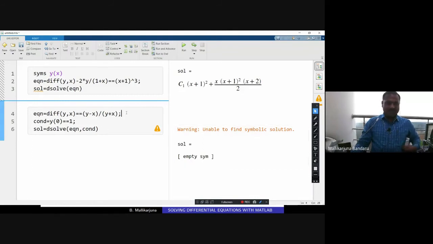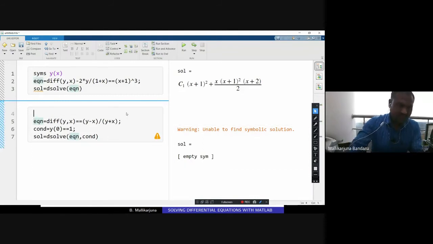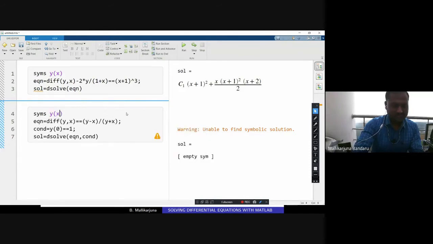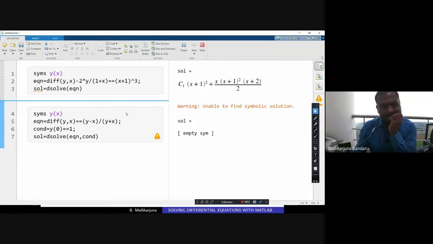Symbolic solution right here. The same problem repeats, with y of 0 is equal to 0.